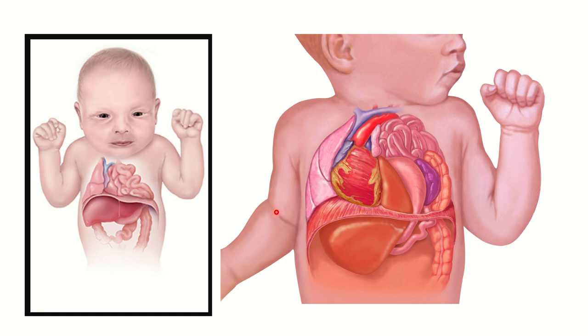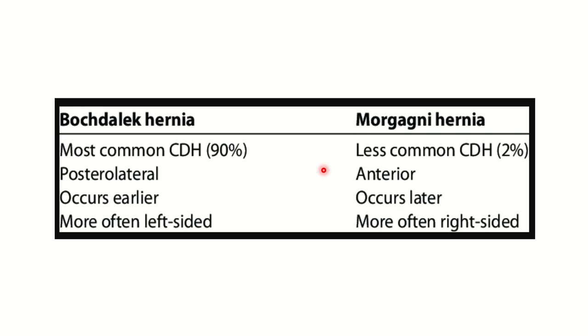So with only one lung it is very difficult to continue breathing. And here are the two types of hernia, one is Bochdalek and another is Morgagni. Bochdalek hernia occurs most commonly, about 90%, and Morgagni about 2%. Bochdalek hernia lies posterolateral, clinical features develop very early, and more often it is left sided. But Morgagni hernia is anteriorly located, it usually occurs late after birth, and more often on the right side.